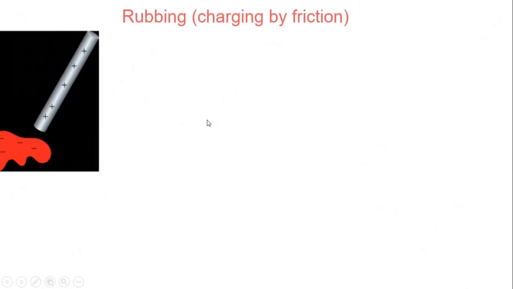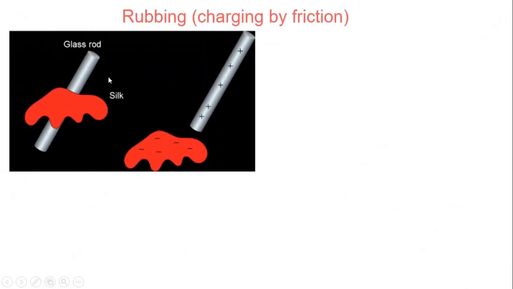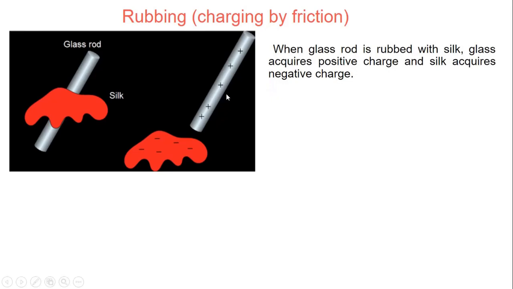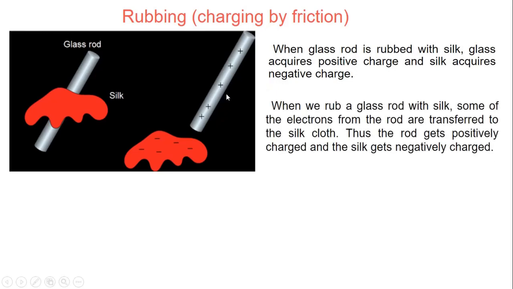So what is rubbing? Rubbing is basically charging by friction. In rubbing, we have to take one glass rod and one silk cloth. When these two things are rubbed against each other, mind it, they are in physical contact and rubbing against each other. What we will observe is that the glass rod will become positively charged and the silk cloth will become negatively charged.